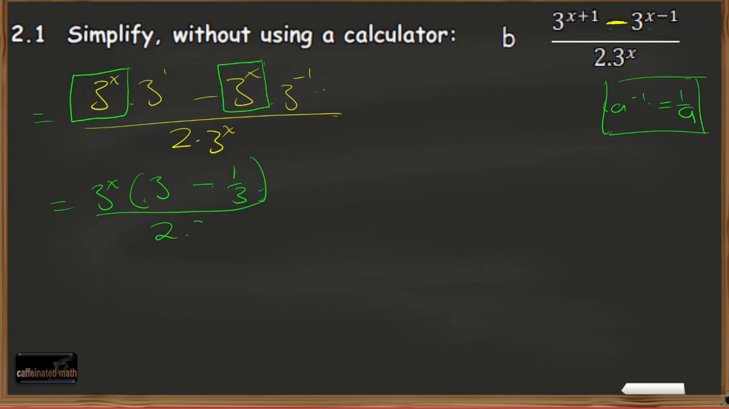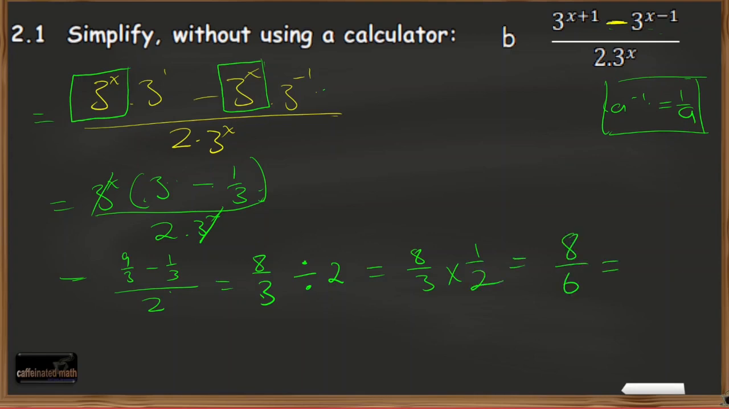Well, back to this. It's 2 times 3 to the power x. Wow, anything divided by itself is still 1. Well, 3 can be converted to 9 over 3, and then it's minus 1 over 3 over 2. So that's 8 over 3. Well, this is divided, so divided by 2, which is equal to 8 over 3 times 1 over 2. That's just 8 over 6, which is equal to 4 over 3.